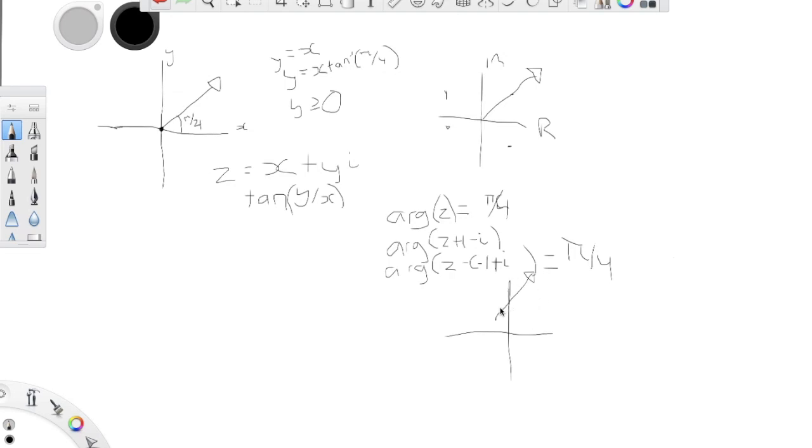Yes, so that's how you do the locus as an argument showing the inclination of a half line.